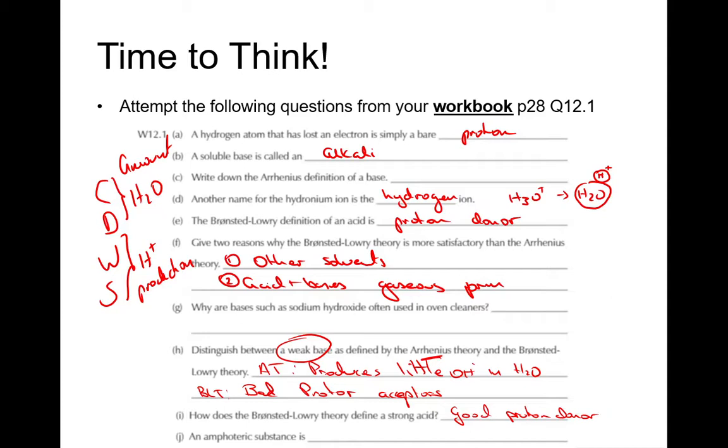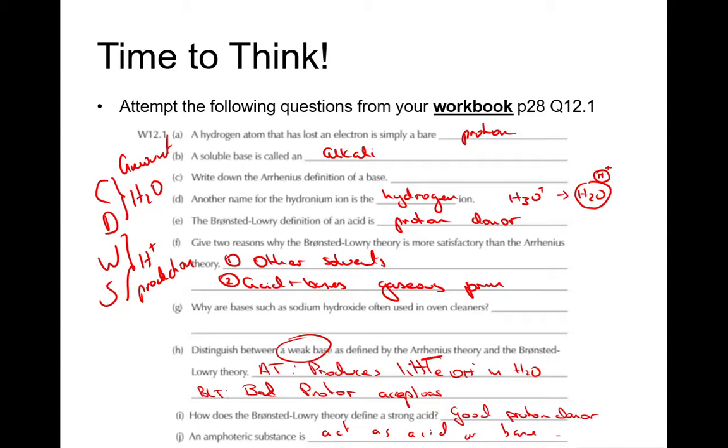And then an amphoteric substance is... Now, water is the only one that we've studied so far. Water under Bronsted-Lowry theory can donate protons and can also receive protons. So therefore an amphoteric substance is any substance that can act as an acid or a base. Okay, and water is generally the example that's used under Bronsted-Lowry theory.